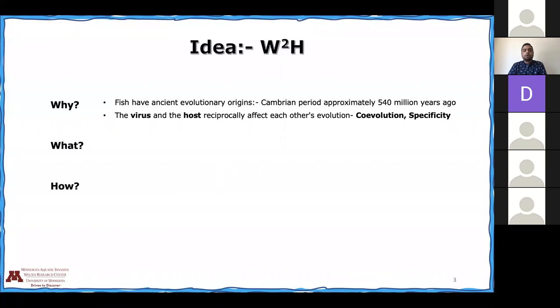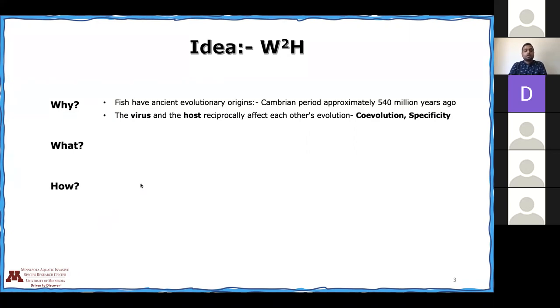As we all know, fish have a very ancient evolutionary origin dating back 540 million years ago. And as a pathogen, the viruses and the host can reciprocally affect each other's evolution. They co-evolve during the evolutionary process. And especially a virus, as a pathogen, is known to be very specific to a particular host.